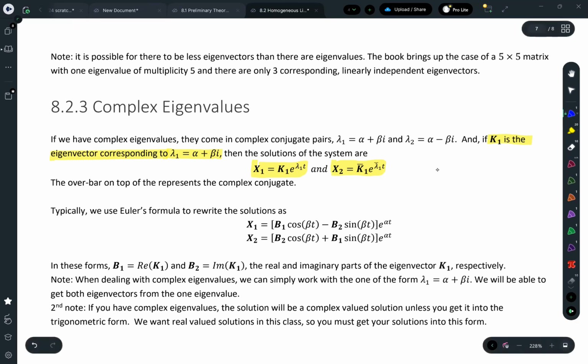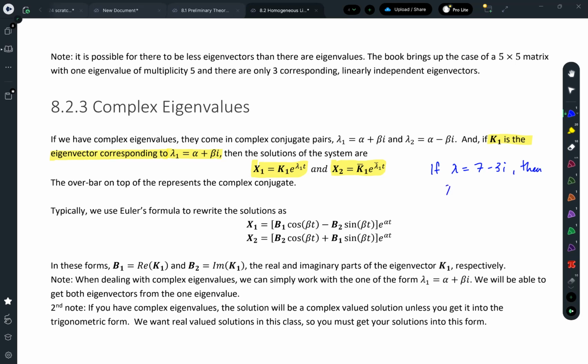But typically, let's say lambda equals 7 minus 3i, then lambda conjugate is going to equal 7 plus 3i. It just gives us the complex conjugate pair. The real number 7 does not change, but the complex number 3i, that sign does change. Okay?